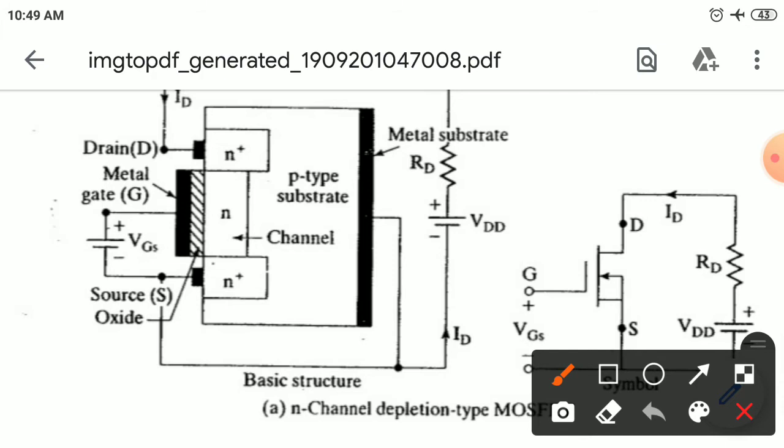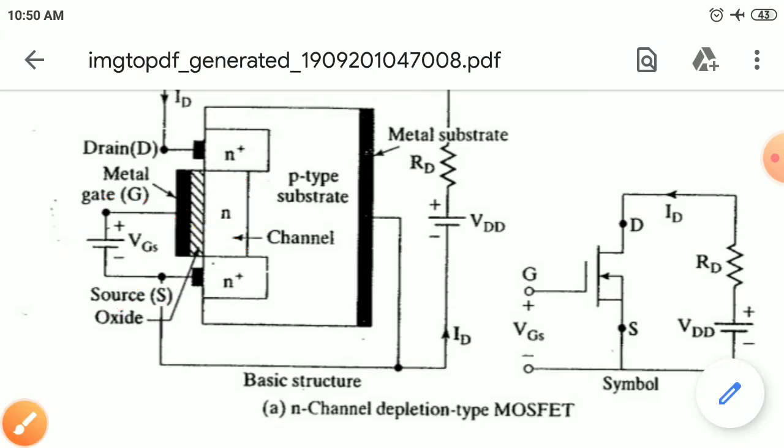Okay, so during this condition, that is the repelling of electrons towards the oxide layer and thinning of the channel, the value of VGS is called the pinch off voltage. The voltage at that particular phenomenon is called the pinch off voltage, Vp.